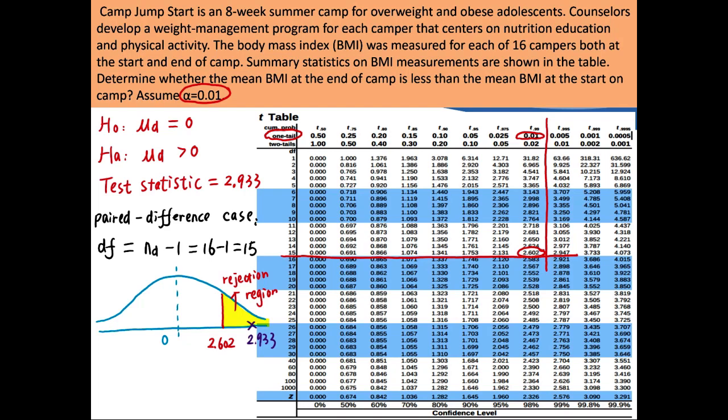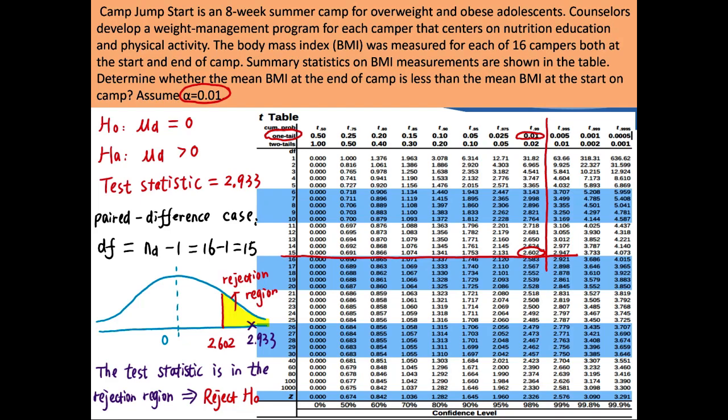After that, we see whether the test statistic is in the rejection region or not. The test statistic after calculating is 2.933, which is in the rejection region, so our decision is reject H0.